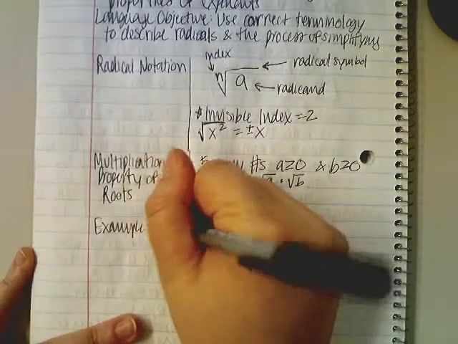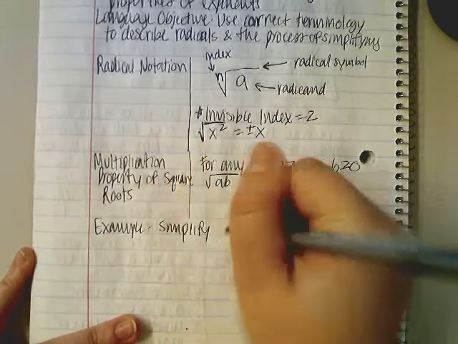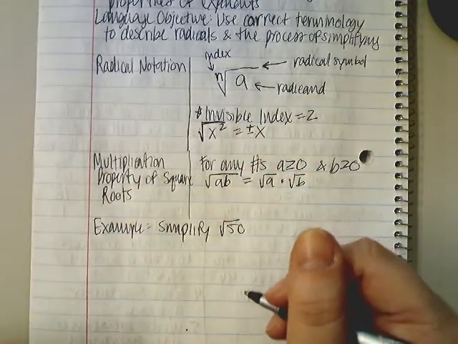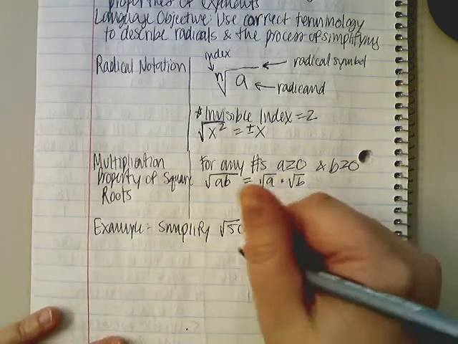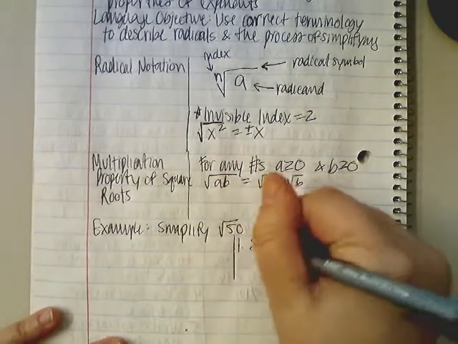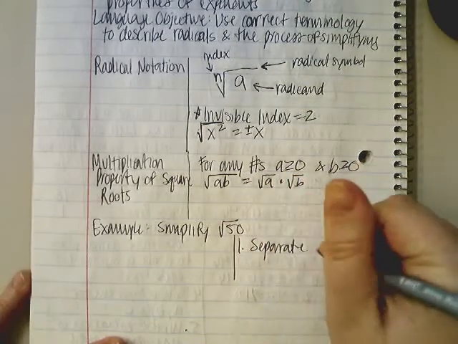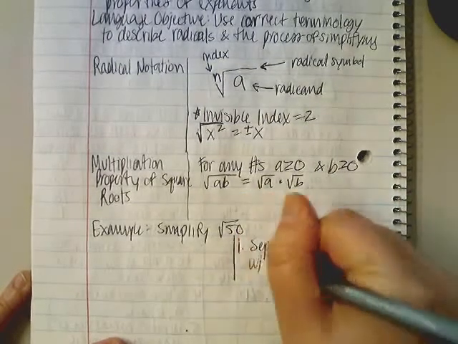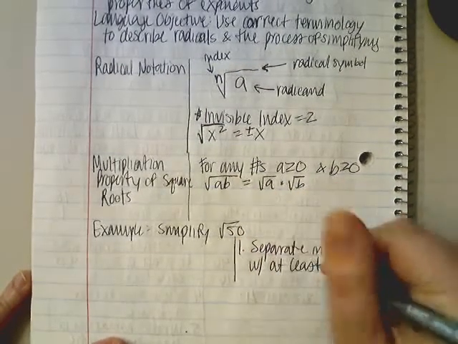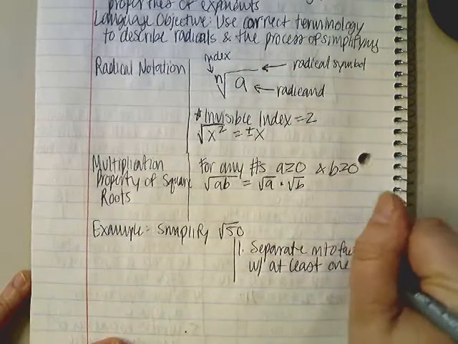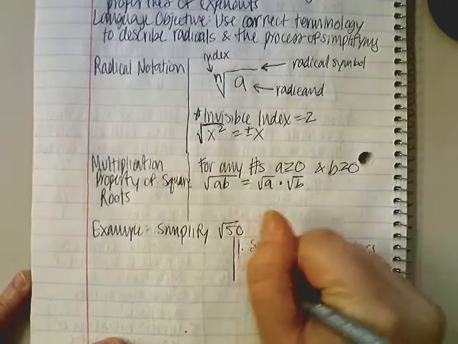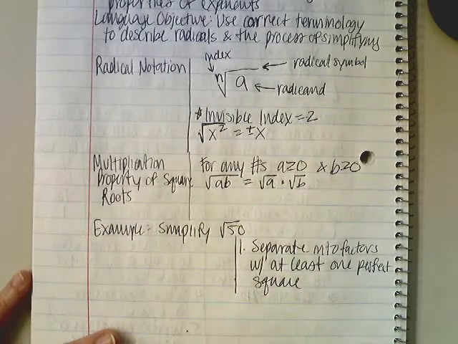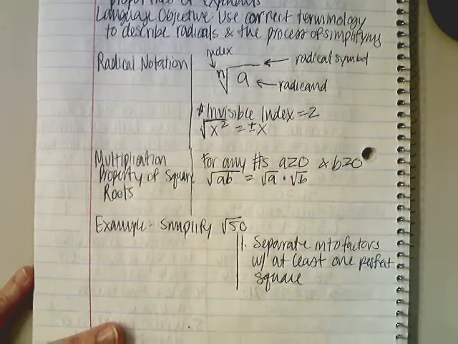I want us to simplify the square root of 50. So to simplify the square root of 50, you're going to first separate into factors with at least one perfect square. Not all radicals will be able to be simplified, but many will have factors that are perfect squares that will allow us to simplify.